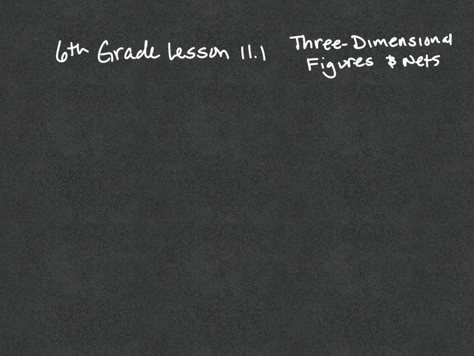Sixth grade lesson 11.1 is three-dimensional figures and nets. They start by telling us about a solid figure. A solid figure is a three-dimensional, 3D figure because it has three dimensions. It has a length, it has a width, and it has a height.